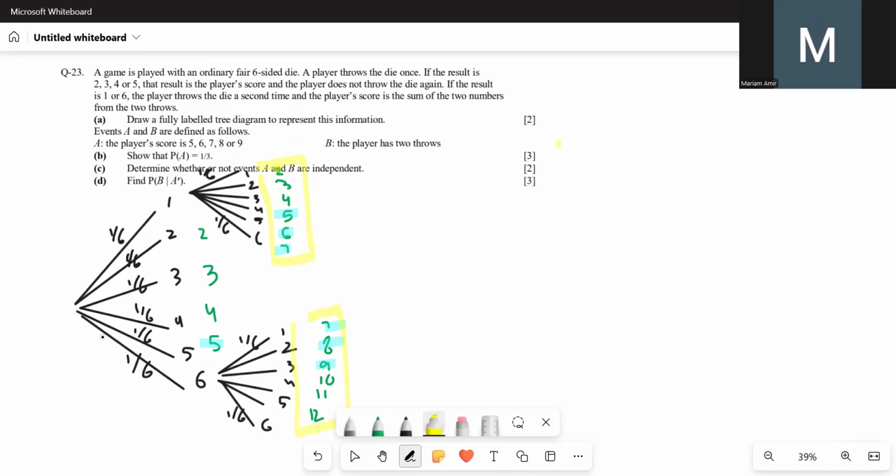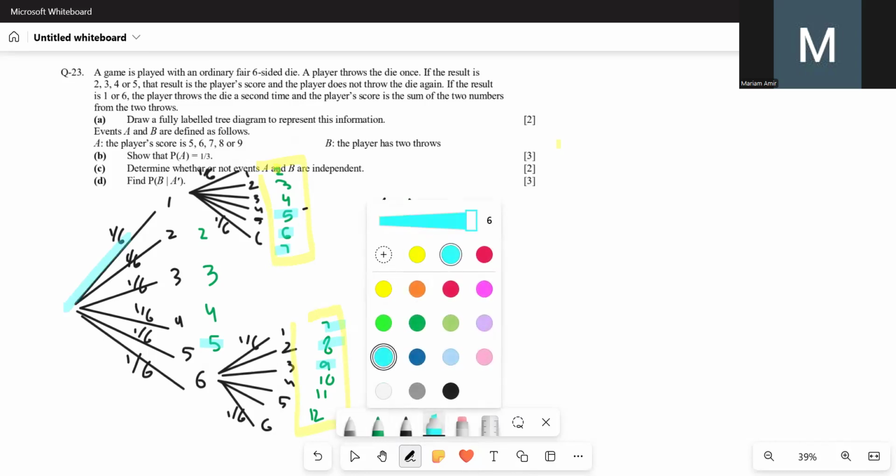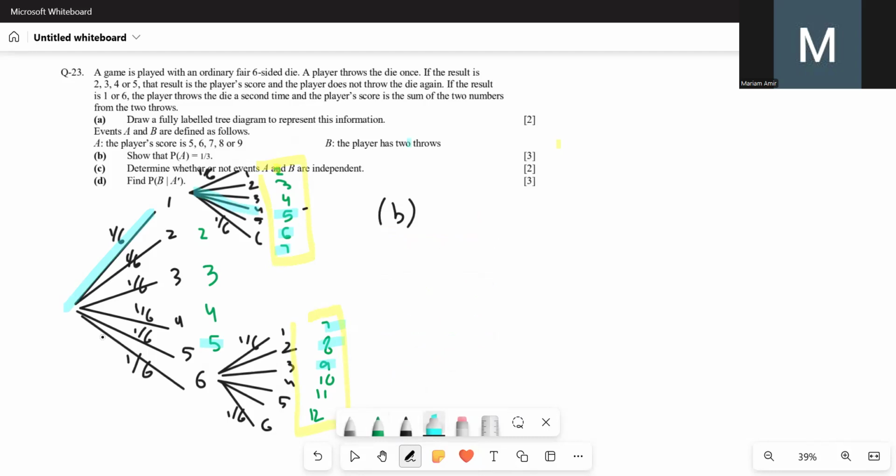Okay, show that the probability of event A is 1/3. All right, so event A includes when the score is 5. And how do you get a 5? By throwing 1 and 4. That has a probability of 1/6 times 1/6. Similarly, we get a score of 6 by throwing 1 and 5. That also has a probability of 1/6 times 1/6.